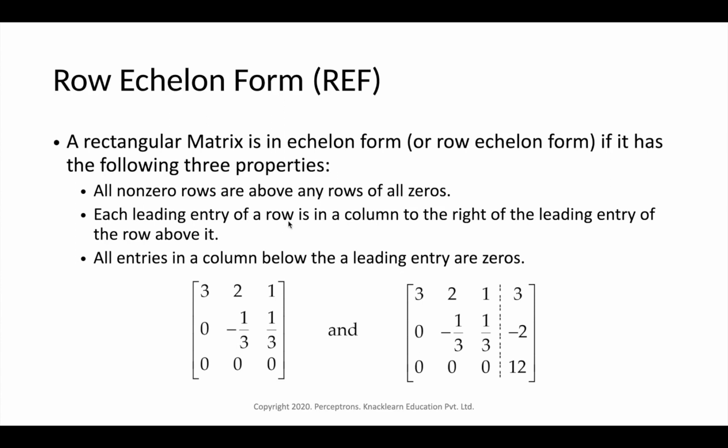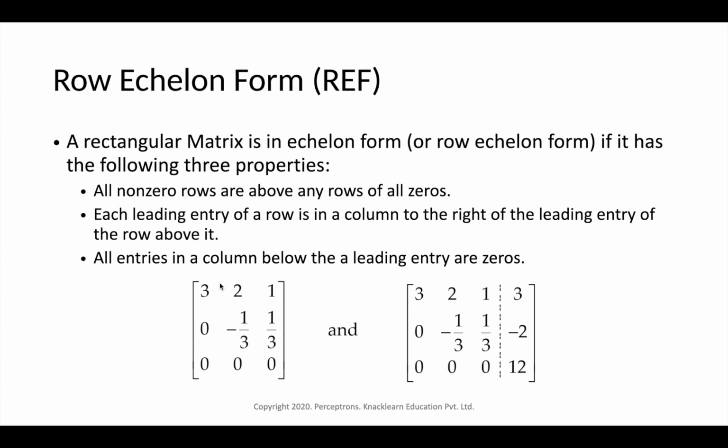So each leading entry of a row is in a column to the right of the leading entry above. The first leading entry is 3, then the next leading entry is in the column to the right of this 3, that is minus 1 by 3. Third, all entries in a column below the leading entries are 0. So any value below the leading entry should be 0. We have leading entries 3 and minus 1 by 3. Below 3 we have all 0 values, and below minus 1 by 3 we also have 0. Then it is called an echelon form.